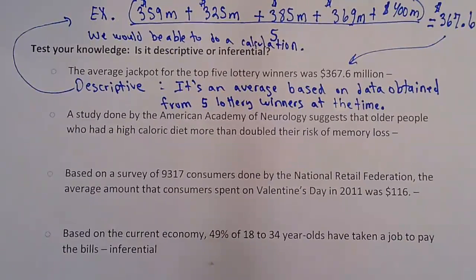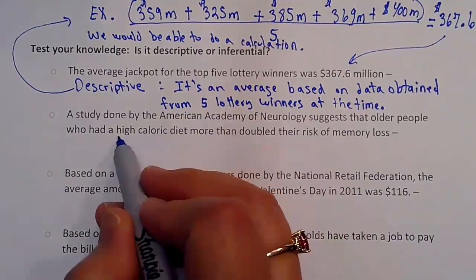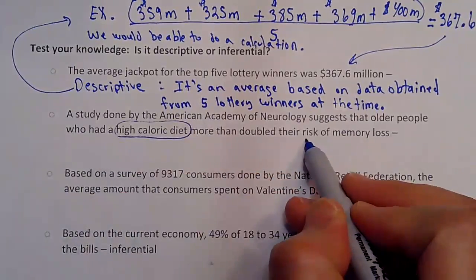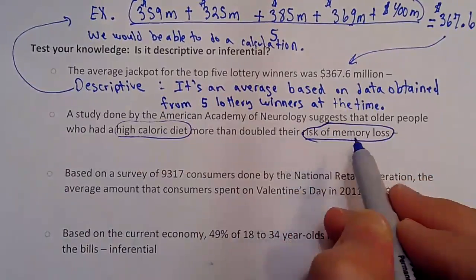And then the next one says that a study done by the American Academy of Neurology suggests that older people who had a high caloric diet more than doubled their risk of memory loss. Okay, so they're eating probably too many carbs, right? Probably too much pasta, too much bread, and probably not doing enough exercise, right? And walking that off in their bloodstream. And then they're noticing they're having some issues with memory loss, right? They're noticing that. So high calorie diets, and then they're noticing, uh-oh, this memory loss.